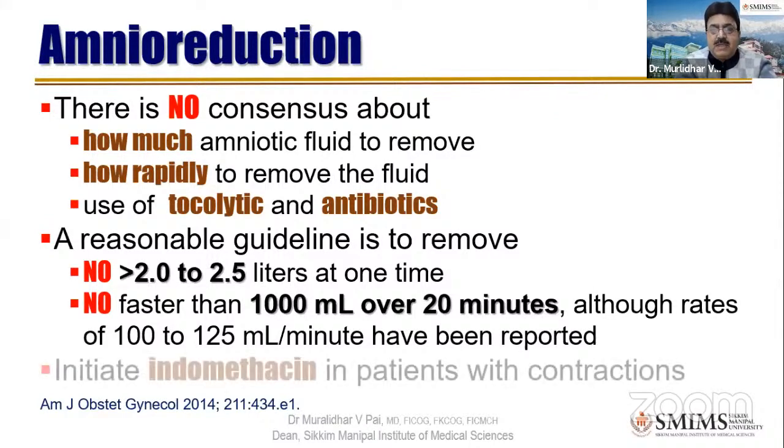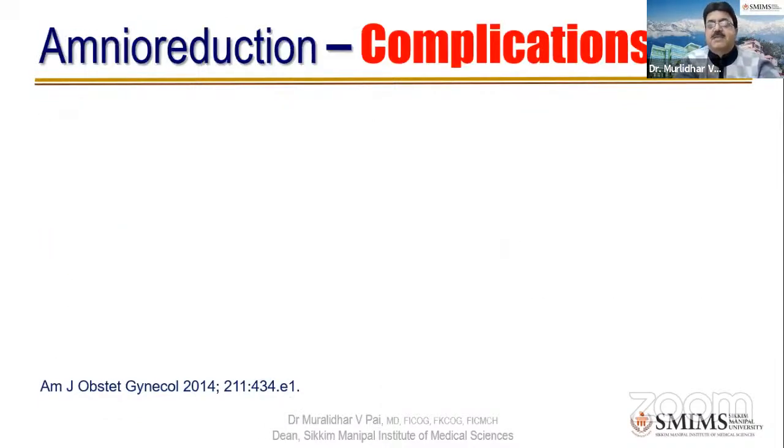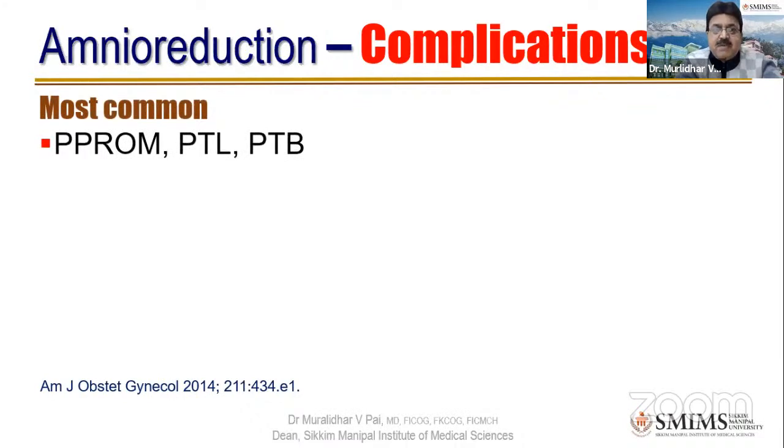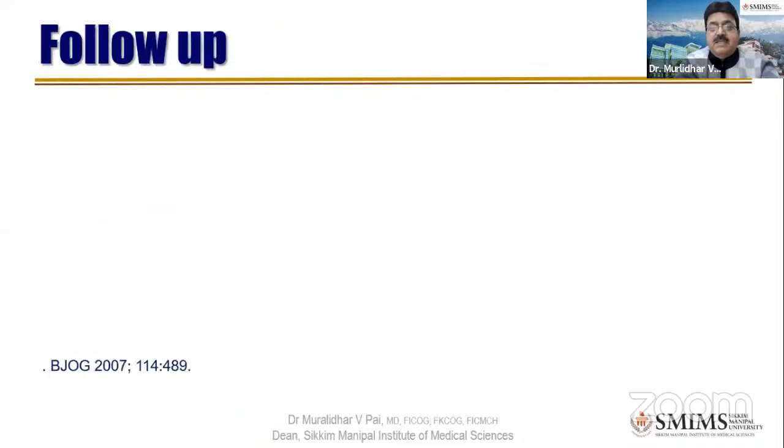Better to go slowly. And initiate indomethacin, that is a tocolytic, that will also have an effect of reducing the amniotic fluid, and it will also reduce the uterine contractions. Antibiotics, of course, have to be given, single dose antibiotics. The complications of amnio reduction, as I said, the most common are preterm labor and preterm rupture of membranes. Less common are abruption, if you do it fast and remove a lot, and intraamniotic infection. That's why I suggested to use antibiotics. And hyperproteinemia, because amniotic fluid after all contains the proteins as well.